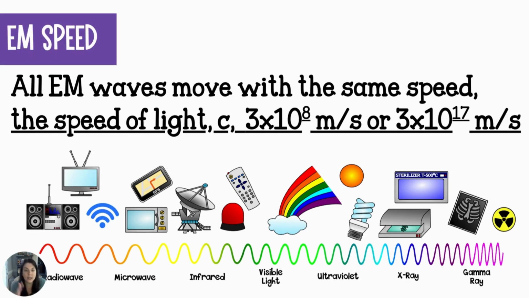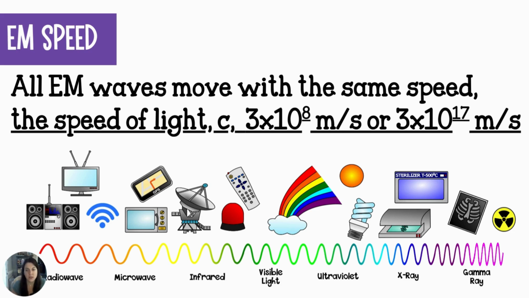The electromagnetic waves are all going to move at the same speed, assuming that they are in a vacuum. So the vacuum of space is a good one. But they do move at the speed of light, which we use c, the lowercase c, for in equations. That's the variable, like E equals mc squared. The c is the speed of light. And that is 3 times 10 to the 8th meters per second.